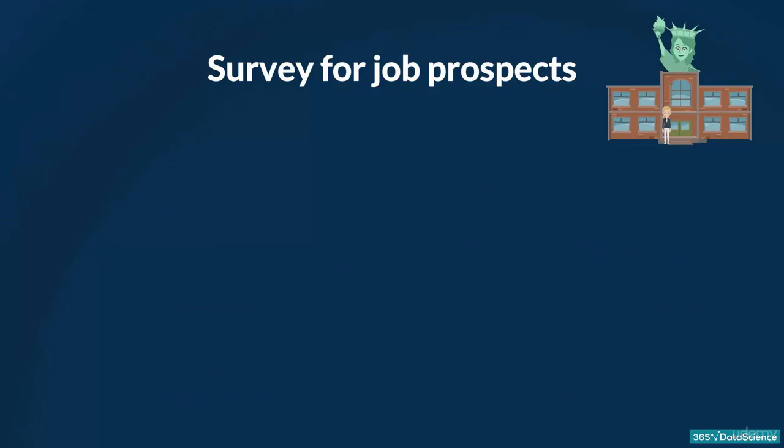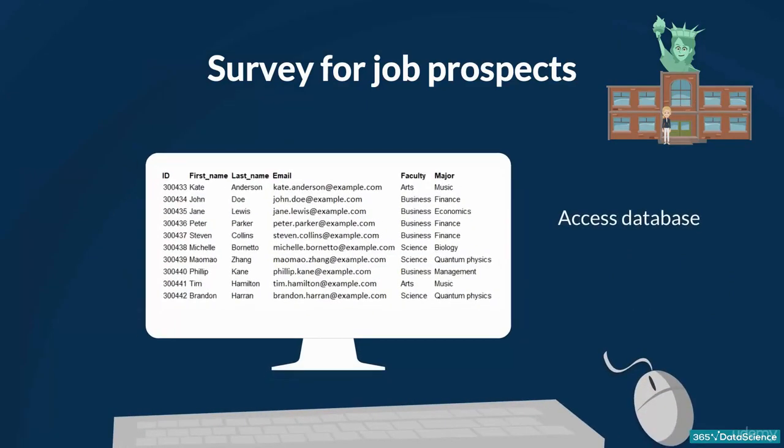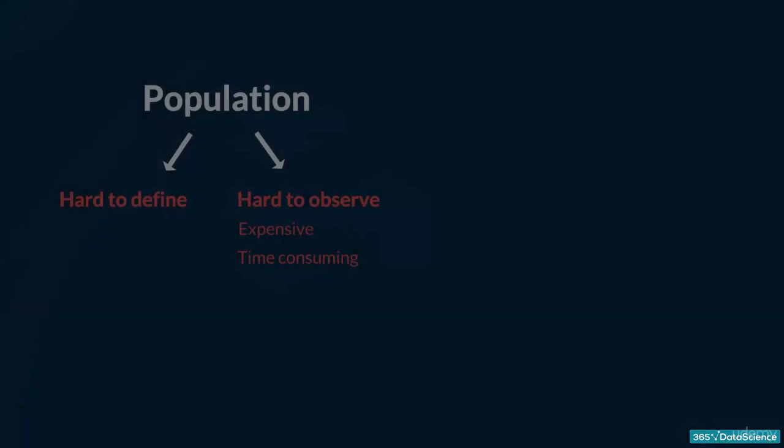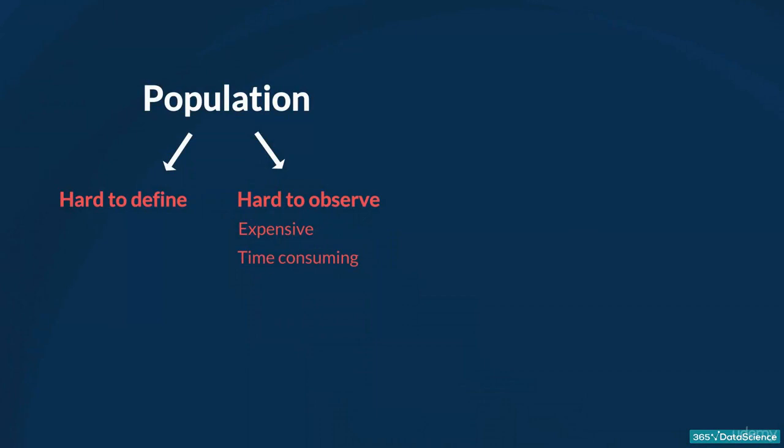Well, the safest way would be to get access to the student database and contact individuals in a random manner. However, such surveys are almost impossible to conduct without assistance from the university. We said populations are hard to define and observe. Then we saw that sampling is difficult.